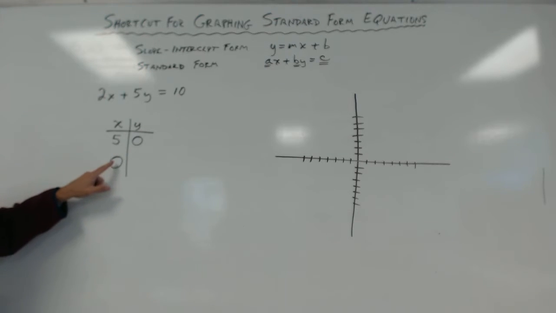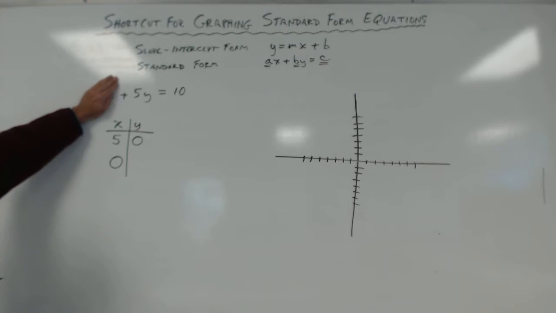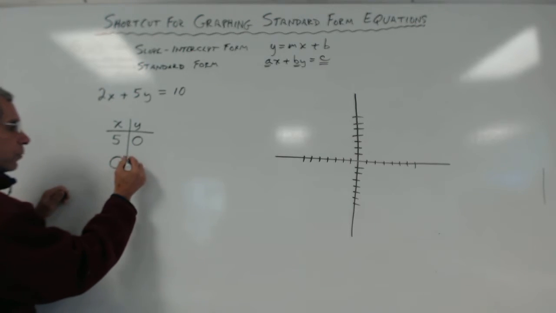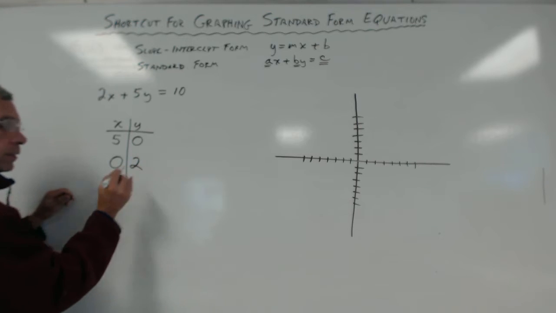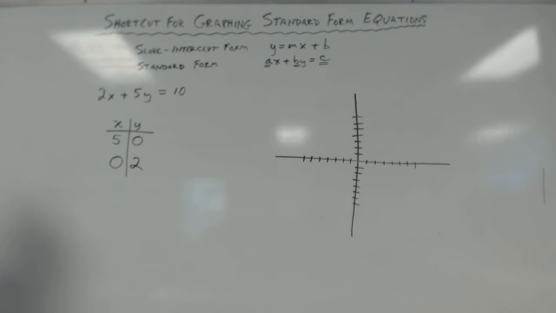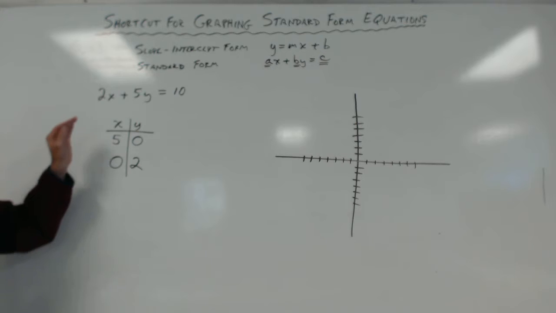Yeah. So now when x is 0, 2 times 0 is 0, so you just cover it up. And that's 2. So when x is 0, you put a 2 here. See how easy that is? That is really easy. That's really all you need to know.